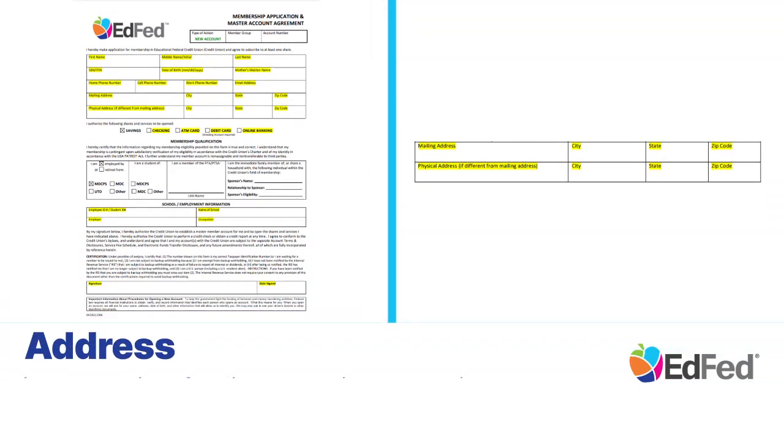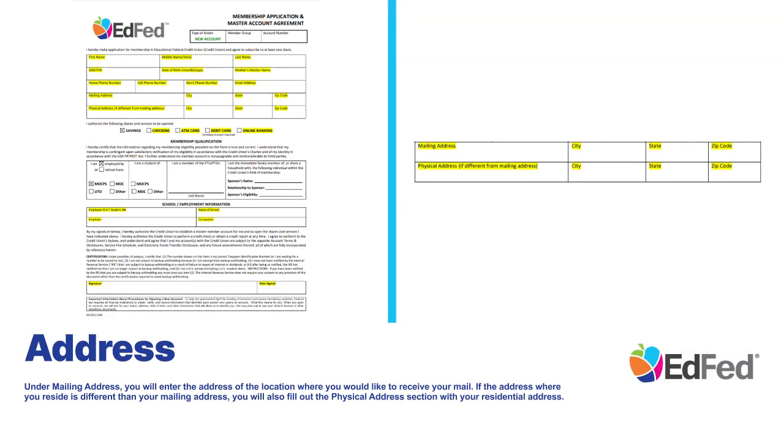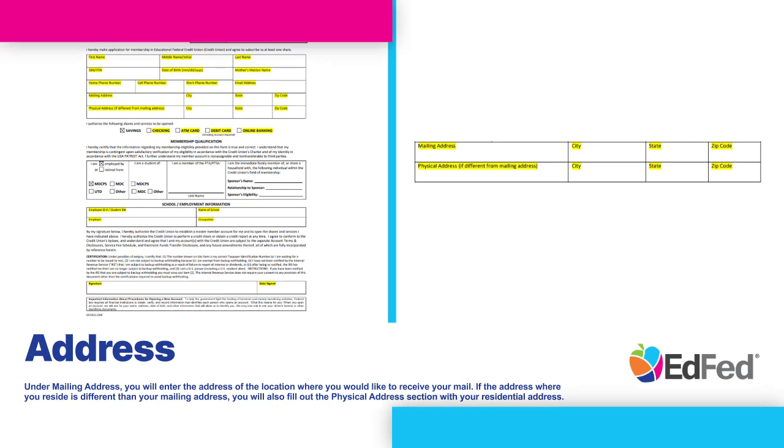Under mailing address, you will enter the address of the location where you would like to receive your mail. If the address where you reside is different than your mailing address, you will also fill out the physical address section with your residential address.